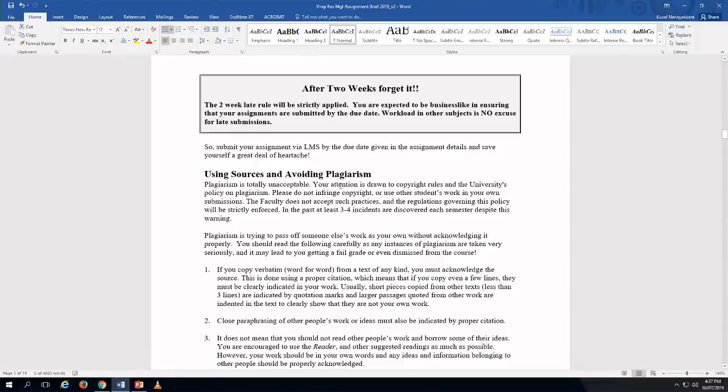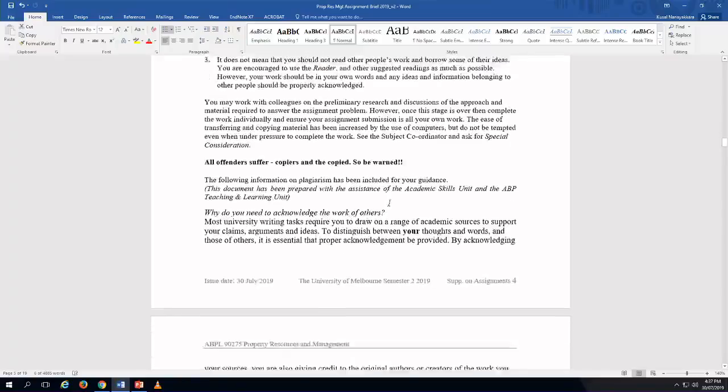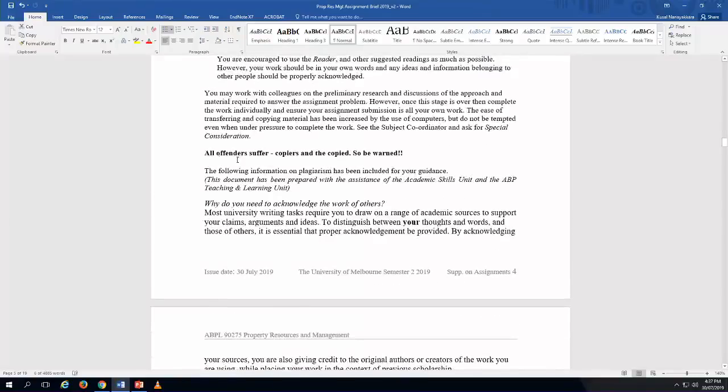And avoid plagiarism. Please cite whatever you got from the other sources. Right. All offenders, both copiers and those copied from, will suffer, so be warned.